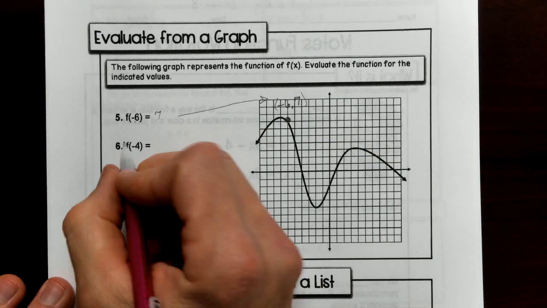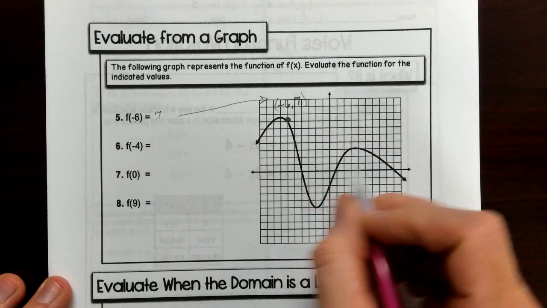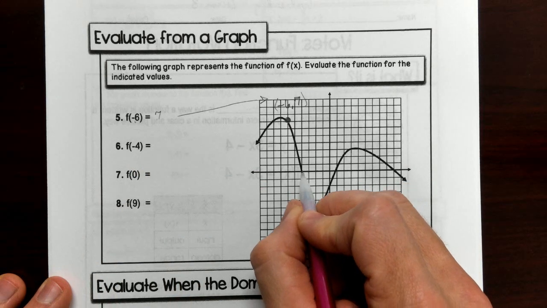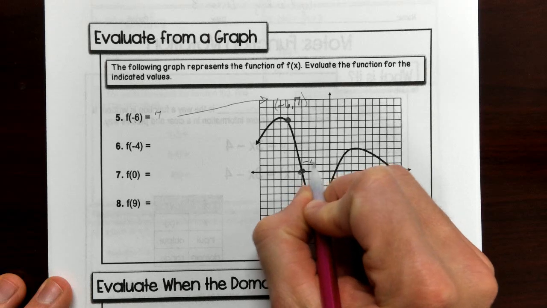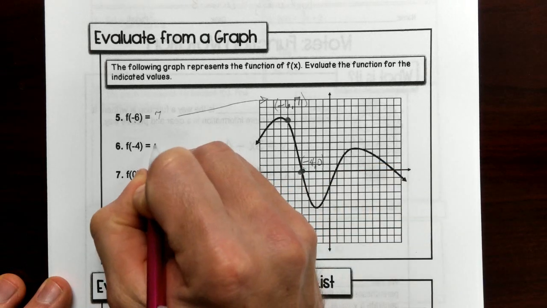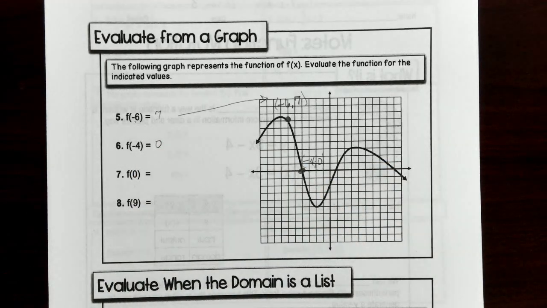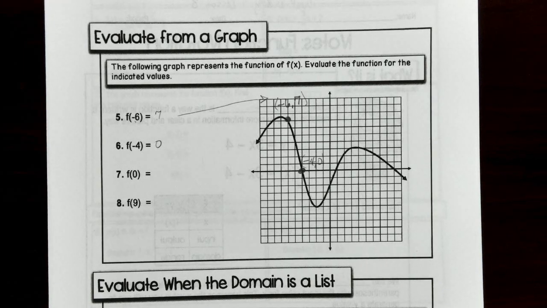Negative 4, all I'm doing is I'm going to go over to where x is negative 4. Go over 1, 2, 3, 4. Find the y value. Well, there it is. The point negative 4, 0. So 0 is my answer. 0 is my dependent value. 0 is my y.